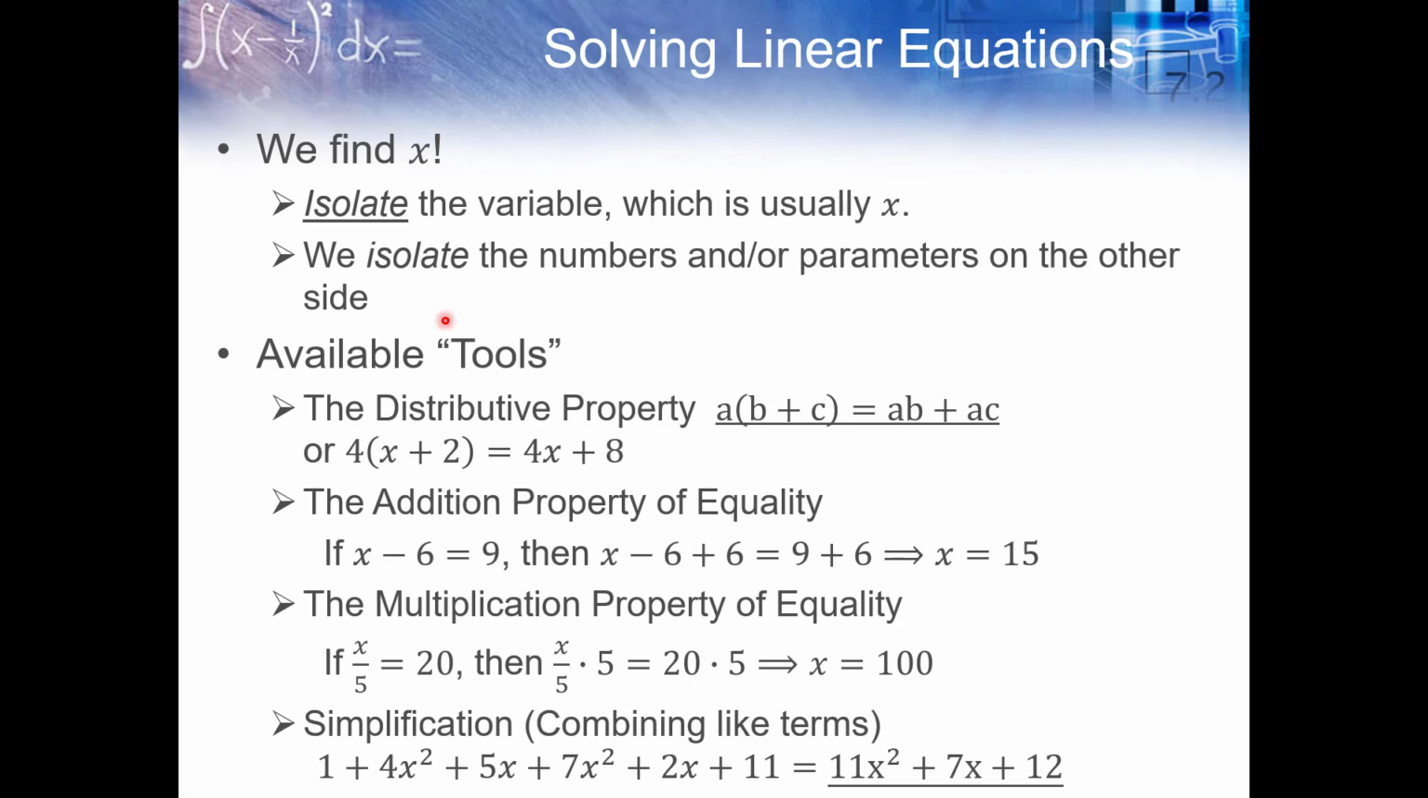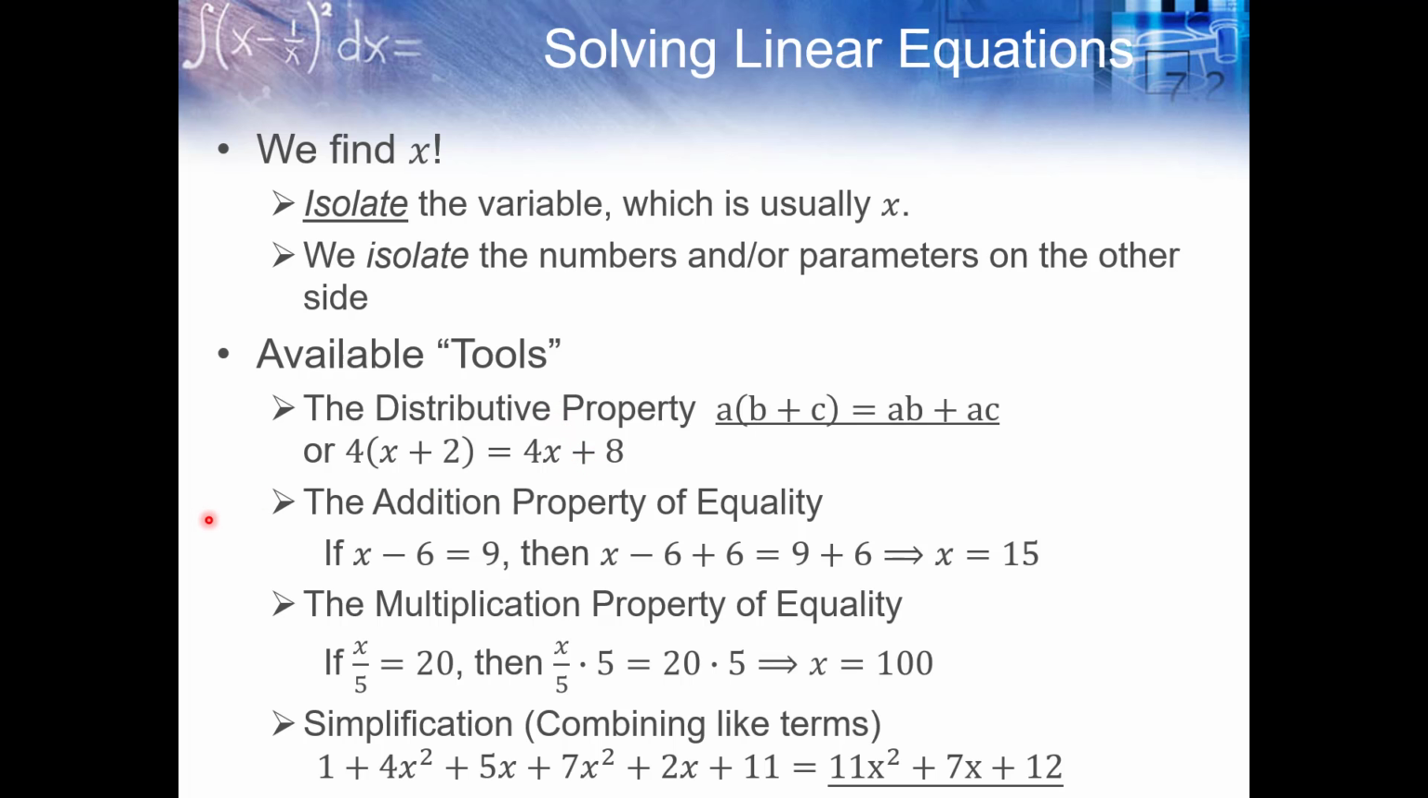Well, it turns out that we have a tool chest that we can use. One is what we call the distributive property, and hopefully you have seen that before. That basically says that a times the quantity b plus c is equal to the product of a and b plus the product of a and c. An example is right down here. And we use the distributive property to get rid of grouping symbols.